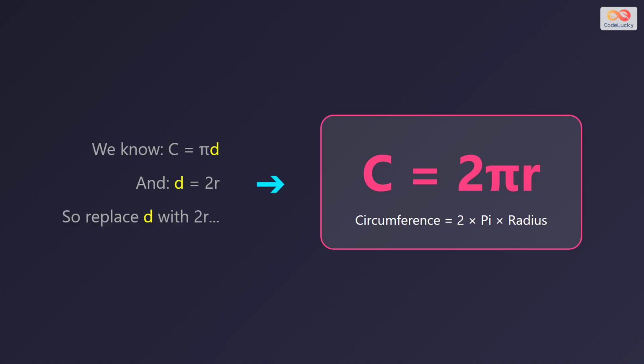Sometimes, you might only know the radius. Since we know that the diameter is equal to 2 times the radius, we can substitute that into our formula. This gives us the second common equation. Circumference equals 2 multiplied by pi multiplied by the radius.